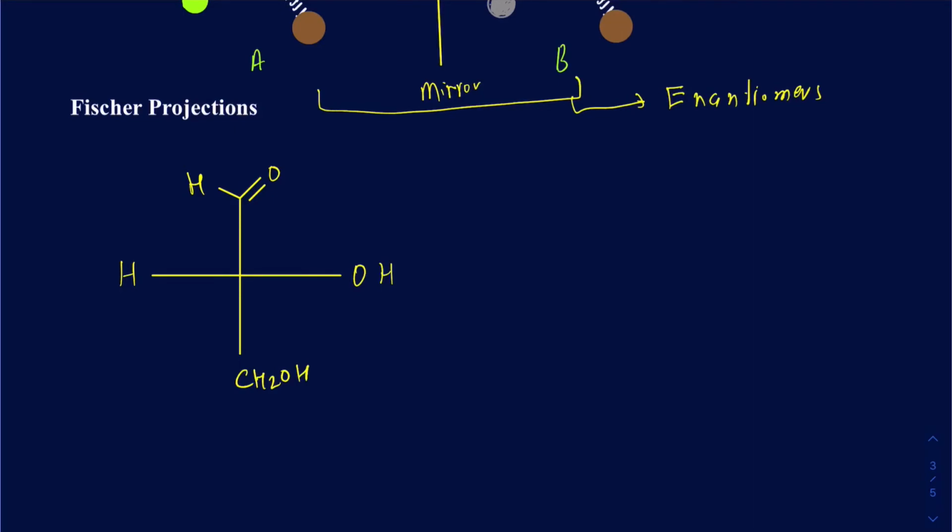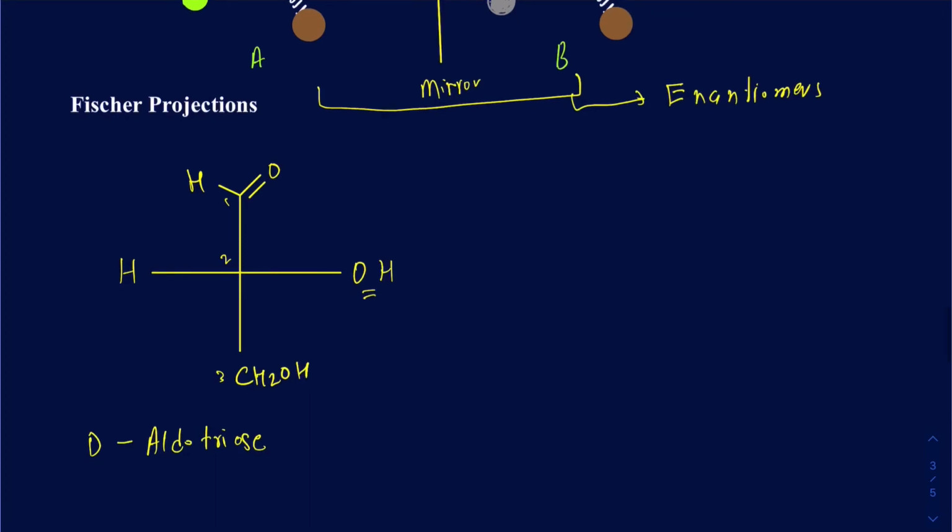Okay, so then what's this going to be called? It's got 3 carbons, 1, 2, 3. Since it has 3 carbons and an aldehyde group, it's going to be called an aldotriose. And since the OH here is on the right side, it's going to be a D sugar. That's the only chiral center you have in this particular sugar molecule.